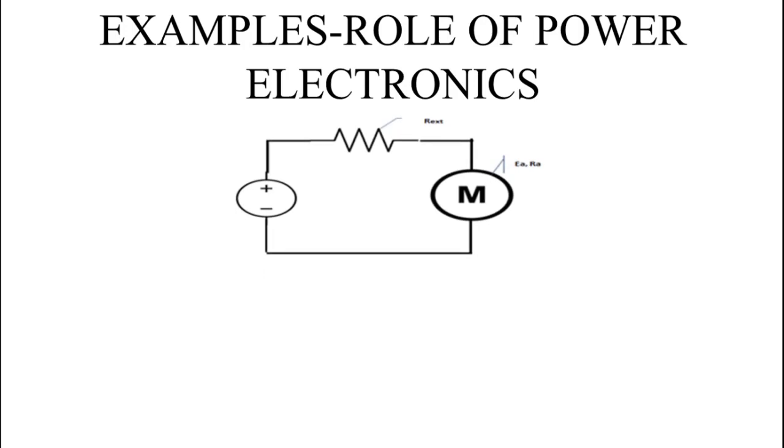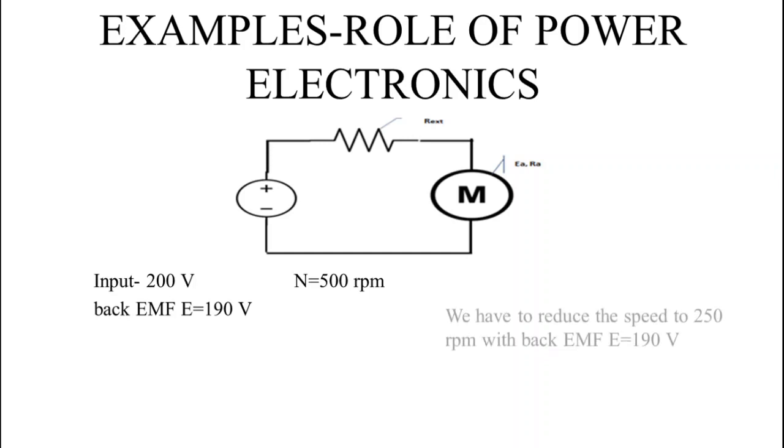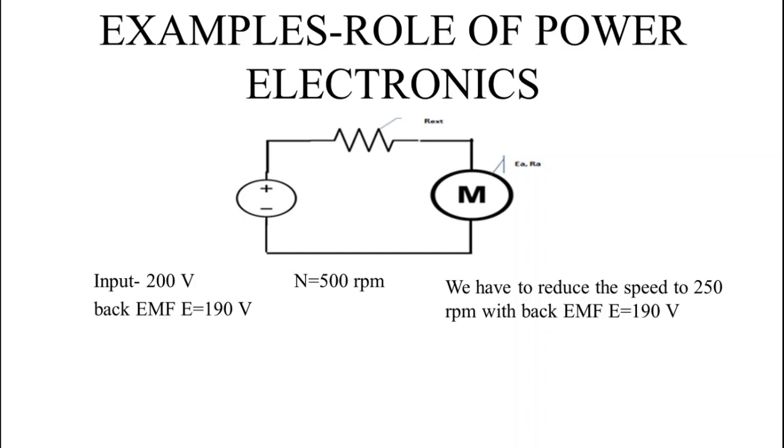Now we will take some examples to explain the role of power electronics. Let's take this circuit. Here a DC motor is connected to a DC supply, the DC supply is 200 volts, and the speed of this motor is 500 rpm. The back EMF of this motor is 190 volts. Now we have to reduce the speed of this motor to 250 rpm.